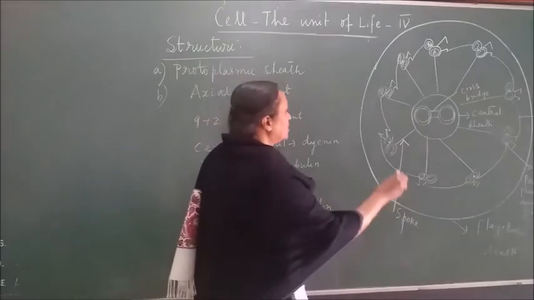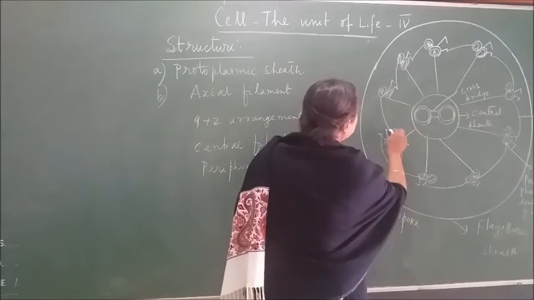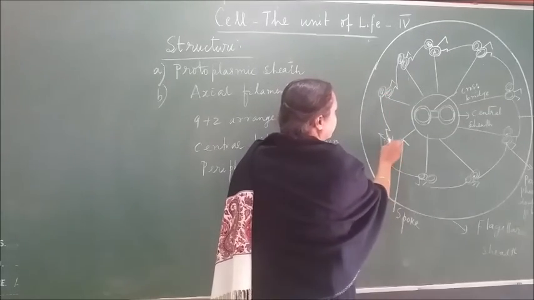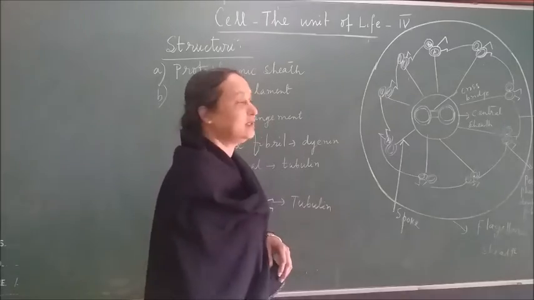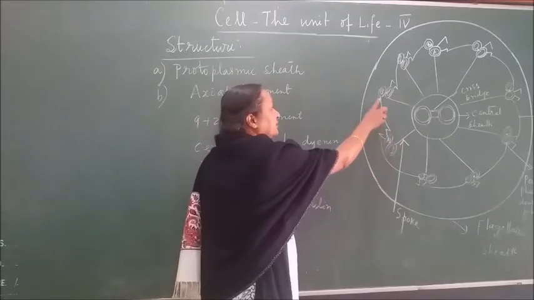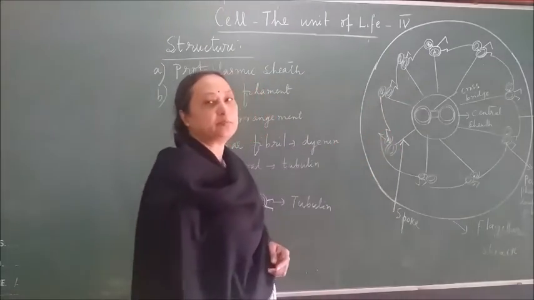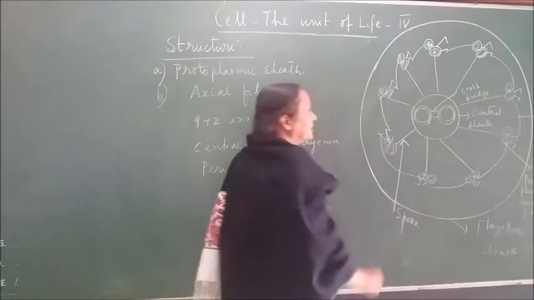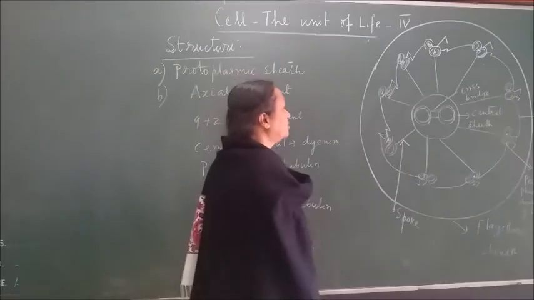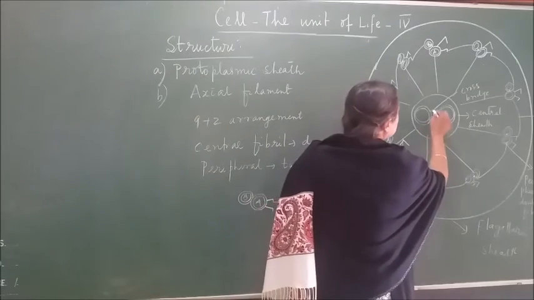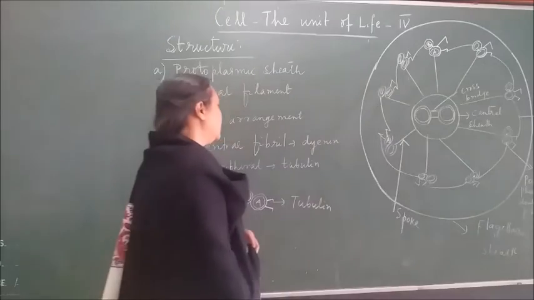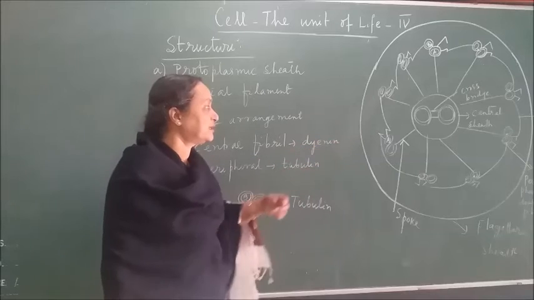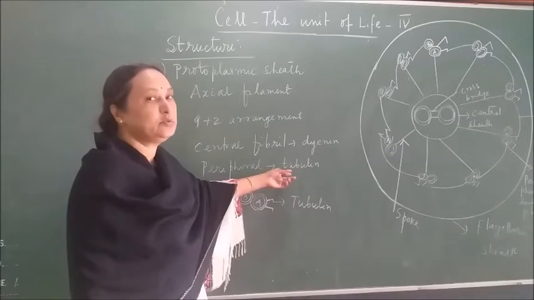This inner one develops from the A microfibril, and it is connected to B with the help of a protein called linker protein. Like this, all the 9 peripheral fibrils are connected to each other, and the central 2 are also connected with the help of a cross bridge. Now this central fibril is made up of the protein called dynein, and the peripheral fibrils are made up of the protein called tubulin.